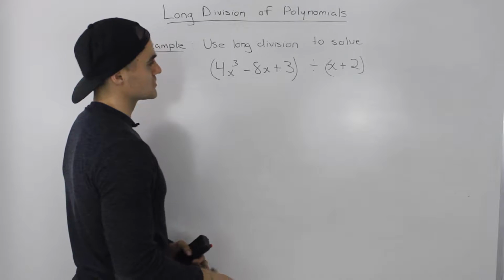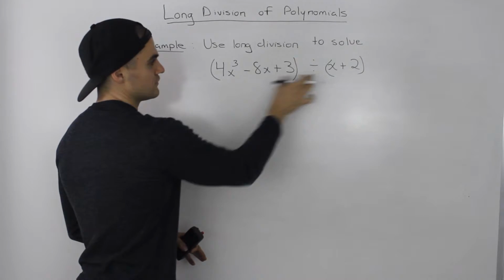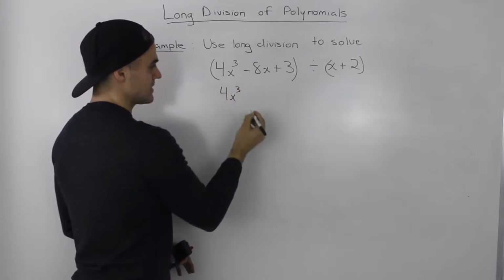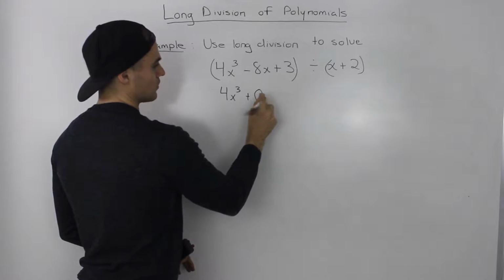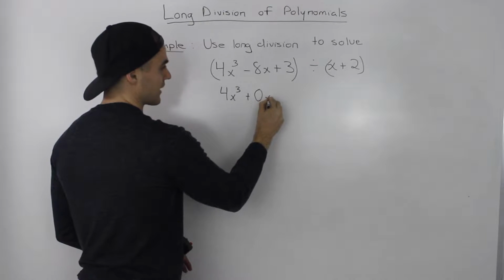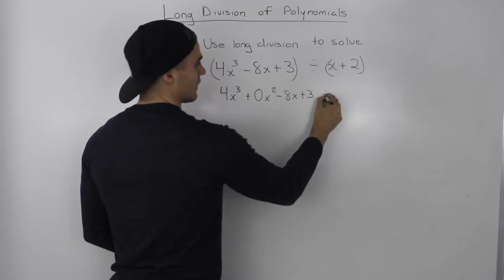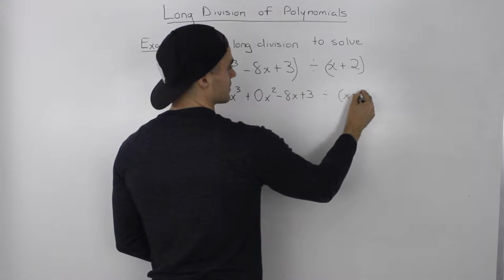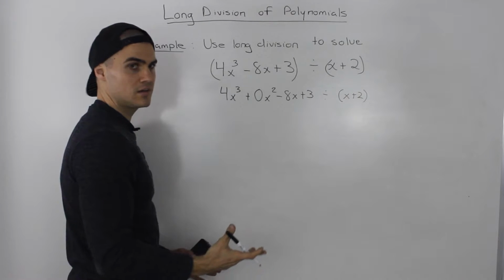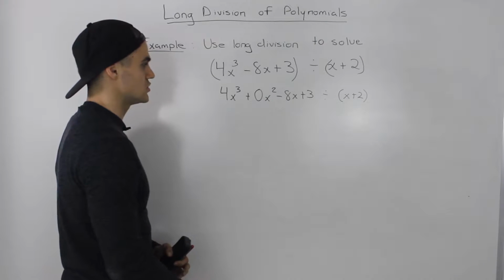So whenever you run into a situation like this, you want to rewrite either the dividend or the divisor, and for any degree that's missing, you want to put a 0 as a leading coefficient. So in this case, x squared is missing, so we would put plus 0x squared minus 8x plus 3 divided by x plus 2. And the reason that we do this is because when we do our division and we're doing our vertical subtraction, it's going to be a lot easier to do.